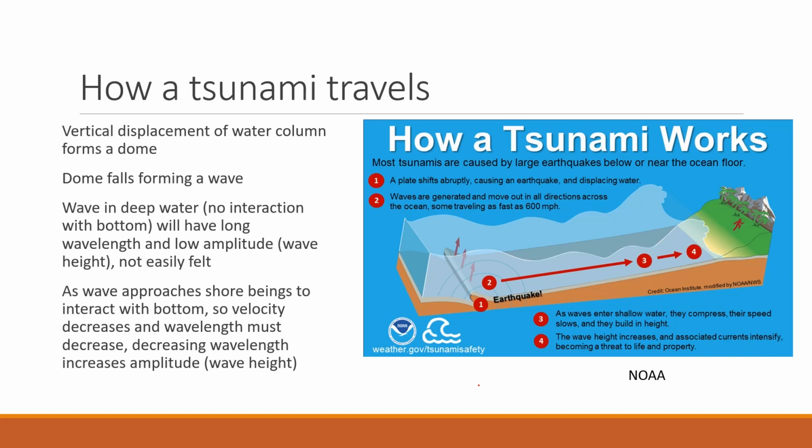The wave in deep water, where it's not interacting with the bottom, will have a long wavelength and a low amplitude. That's the wave height. So you can't actually feel it. A boat in the open water, in the deep water, as the tsunami passes, does not feel the tsunami. As the wave approaches the shore, it begins to interact with the bottom. So the velocity decreases, which means the wavelength has to decrease. So the peaks of the wave get closer together, which means the wave height has to increase. So that means the waves get taller very fast and they stack up. So this is why they're dangerous when they hit the shore.